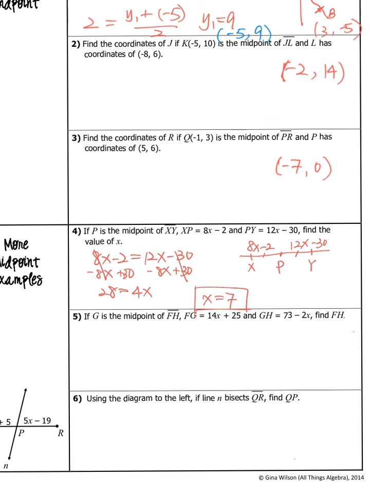Now you plug 7 back in to double check your answers. 8 times 7 is 56, minus 2 is 54. So XP length is 54. 12 times 7 is 84. 84 minus 3 is 54 as well. So you've got both sides at the same length of 54. You just verified it. Okay?